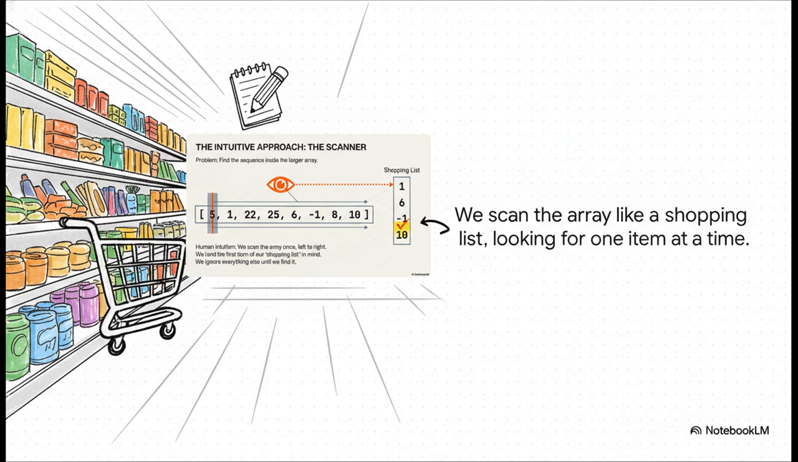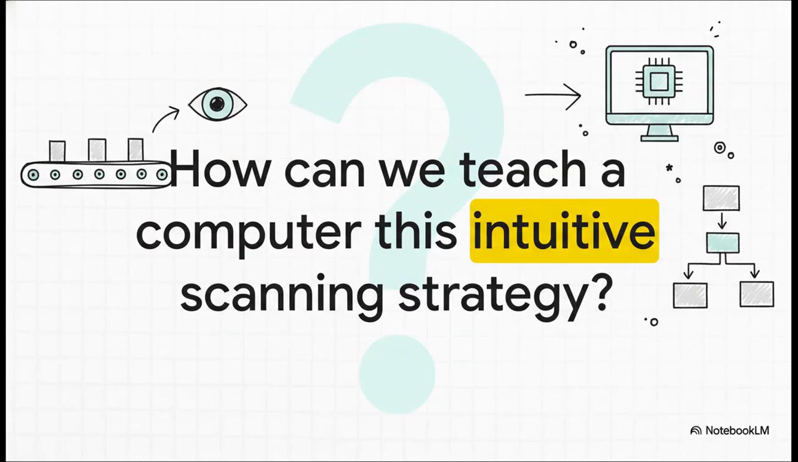We're looking for the very first item on our list, which is a 1. We see a 5, nope, ignore it. Then we find the 1. Perfect. We mentally check it off our list, and then, what do we do? We start looking for the next item, which is a 6. We don't go backwards, we just keep moving forward. Simple. And that right there brings us to the big question.